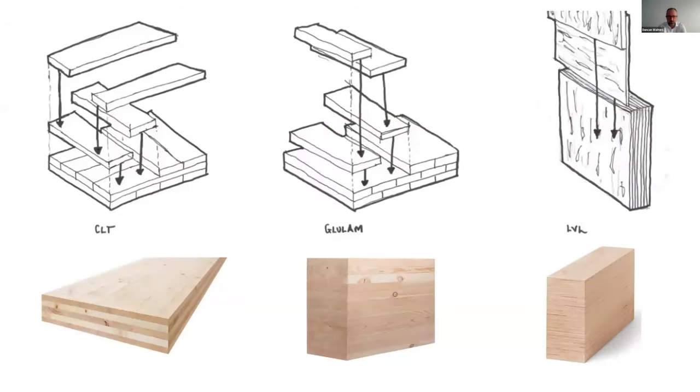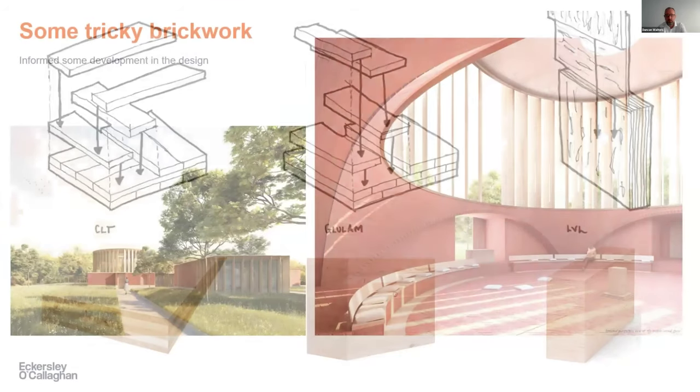So the glulam, the central view on here, was the approach, and it created that fenestration that linked with the elevations in the facade and returned around a mitered corner and into the ceilings and created those patterns throughout the building.